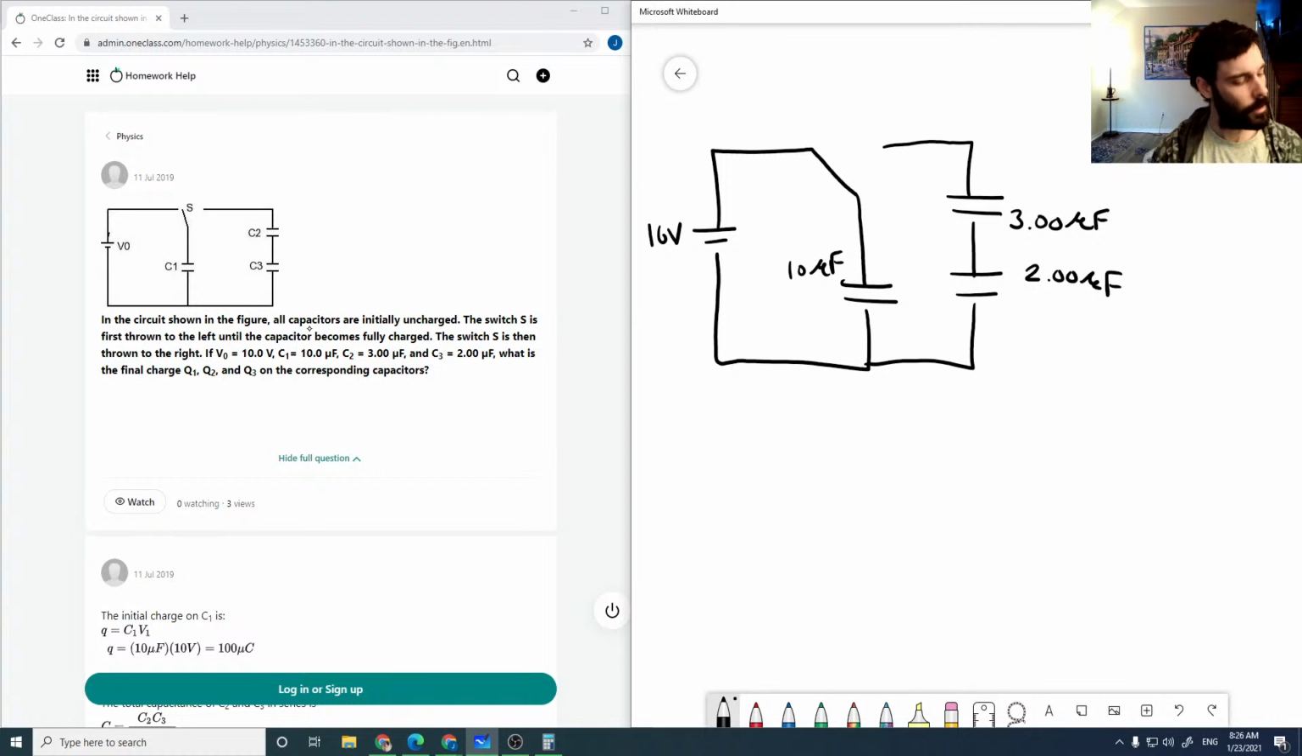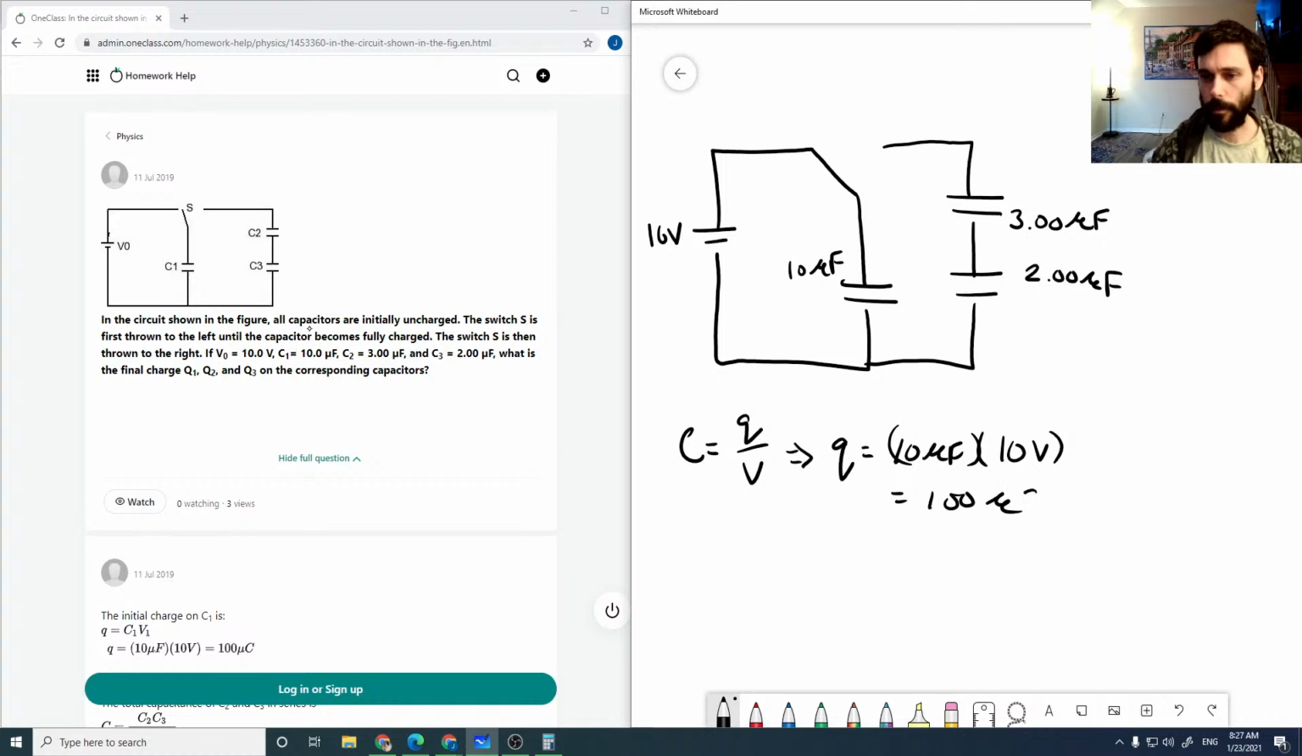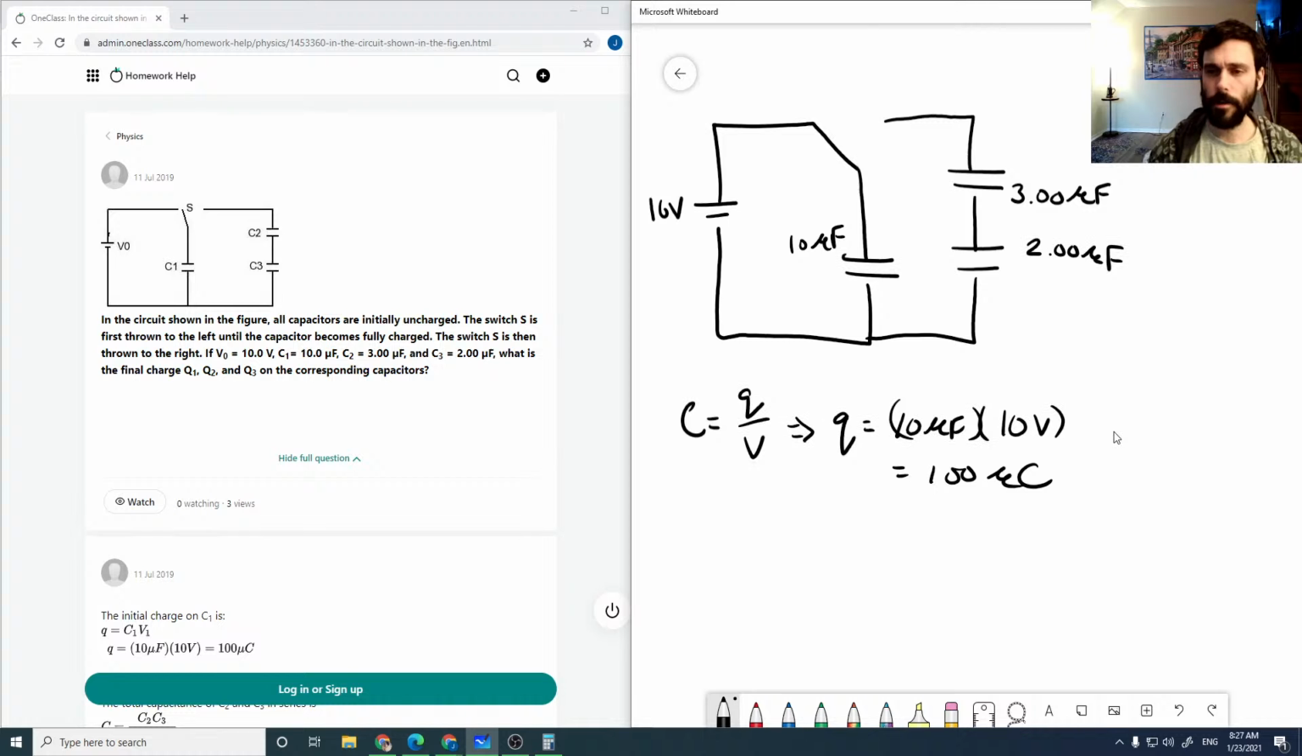So initially when just this is connected, our capacitance is our charge over our voltage. So that means that our charge is our 10 microfarads times our 10 volts, which is 100 microcoulombs. And then after this gets charged, we switch this so they're no longer connected by a voltage. And so then now this charge flows across the 3 capacitors, basically.